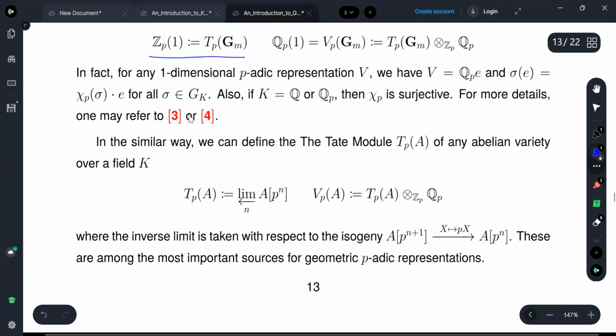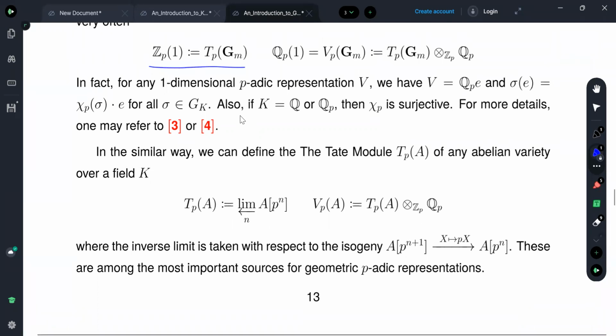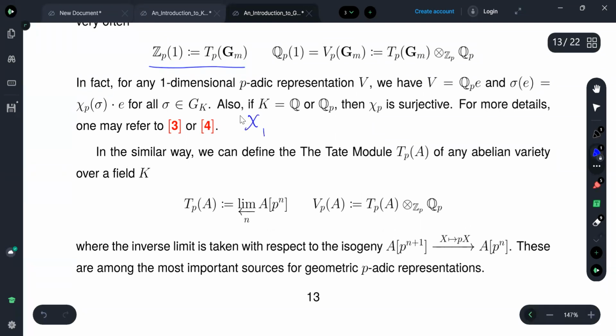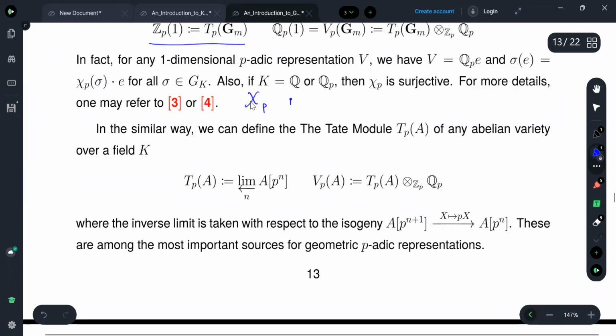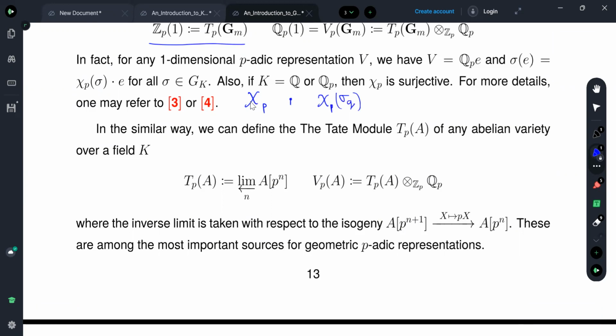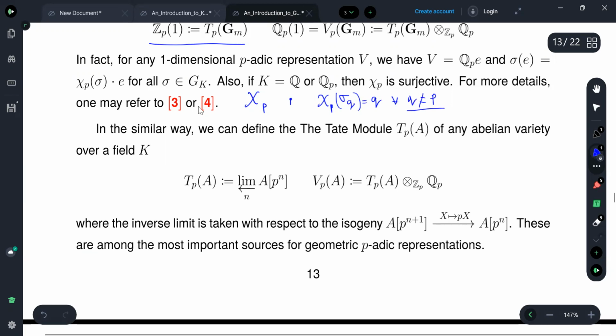So there are more details about this, about when these representations are unramified, and at which primes. One can check that the p-adic cyclotomic character is unramified at all primes q not equal to p. And also one can show that chi p of sigma q, where sigma q is a lift of the Frobenius element at q, is equal to q for all primes q not equal to p. These things are in the references I have given.